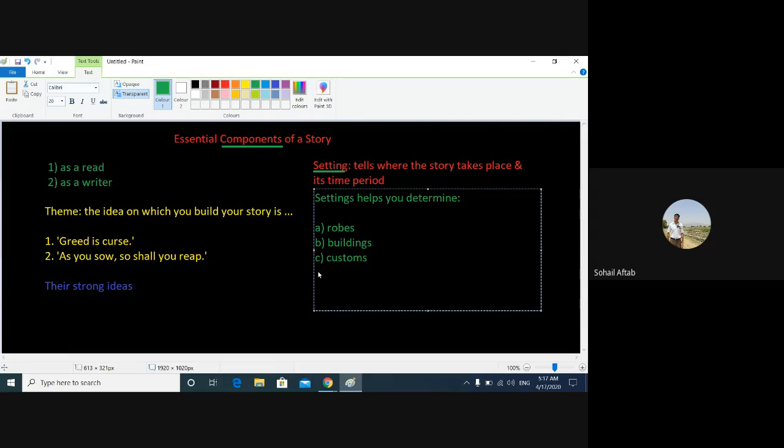Customs are very important. And after customs, food. Even food. And what about other things? Furniture, even vehicles. Okay. All these things in a certain time were different from another time.